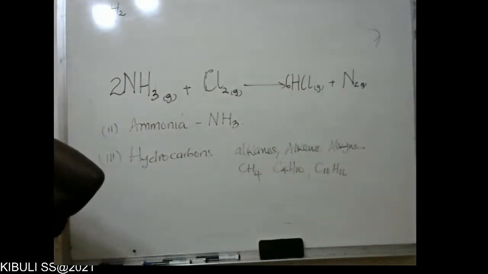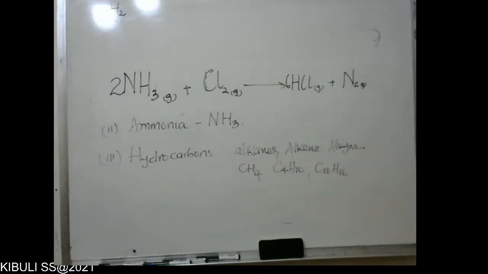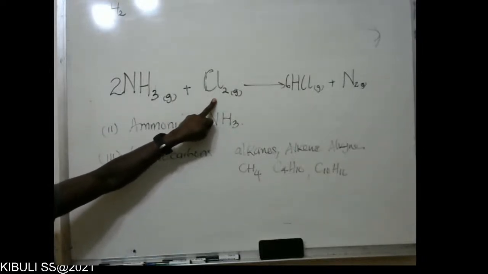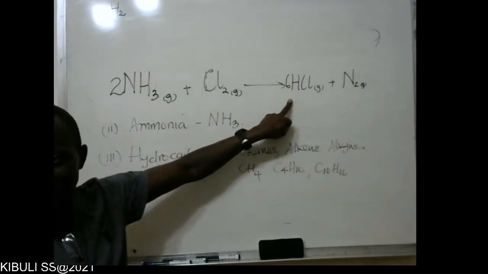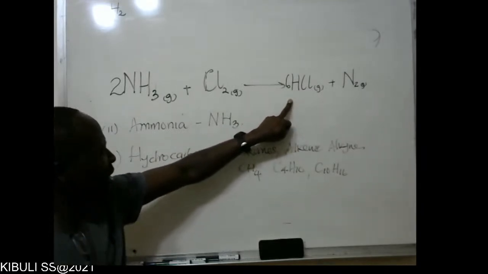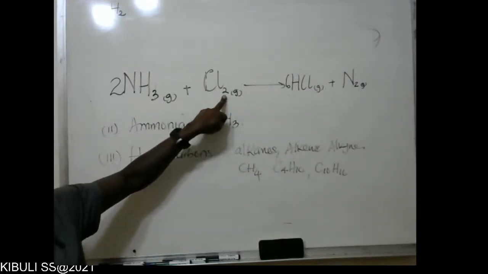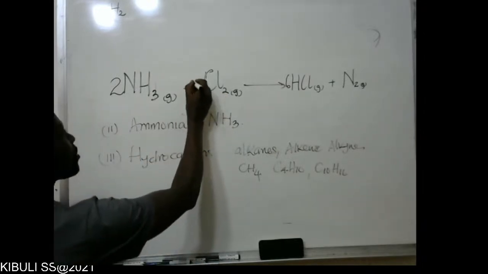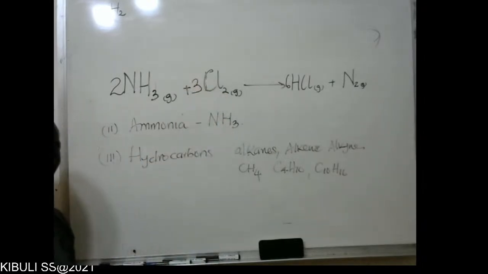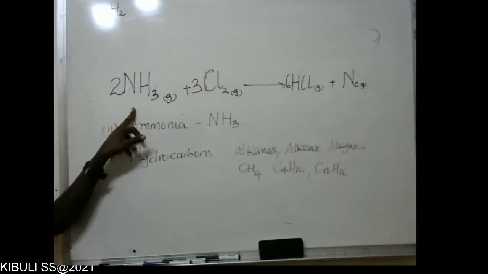Okay, chlorines are now the big problem. How many chlorines are here? 2. How many chlorines are this way? 6. So which number should we multiply by 2 so that we get 6? 3. So put the 3 here. So that's the equation.